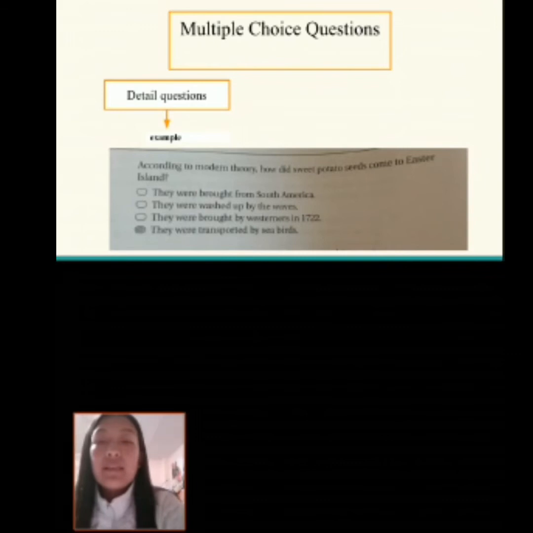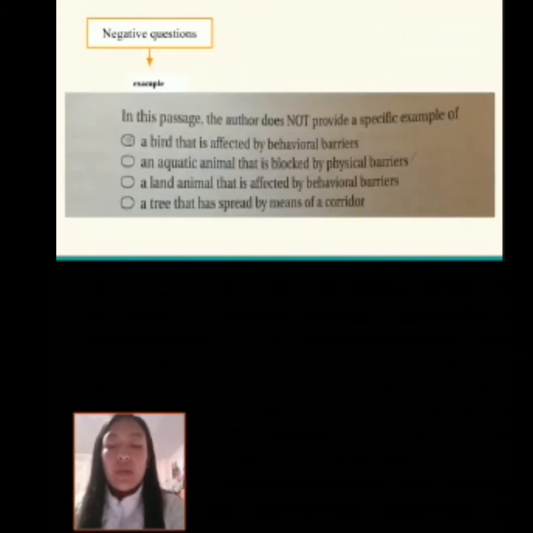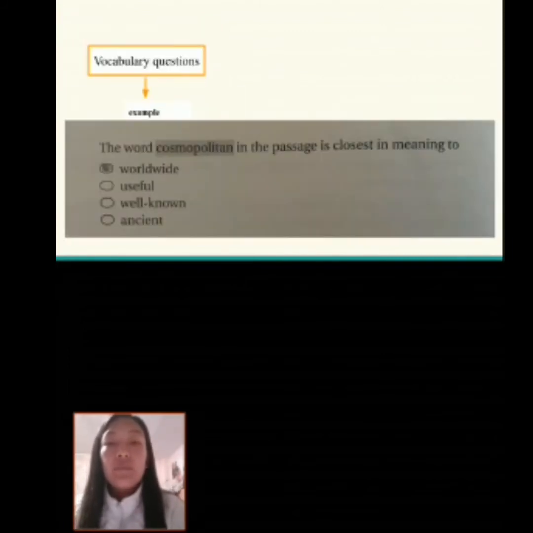The next is negative questions. This asks which of the answer choices is not true according to the information in the passage or is not mentioned in the passage. Here we can see the next example. In this passage, the author does not provide a specific example of. The next one is vocabulary questions. This asks you to identify the meaning of a word or a phrase used in the passage.